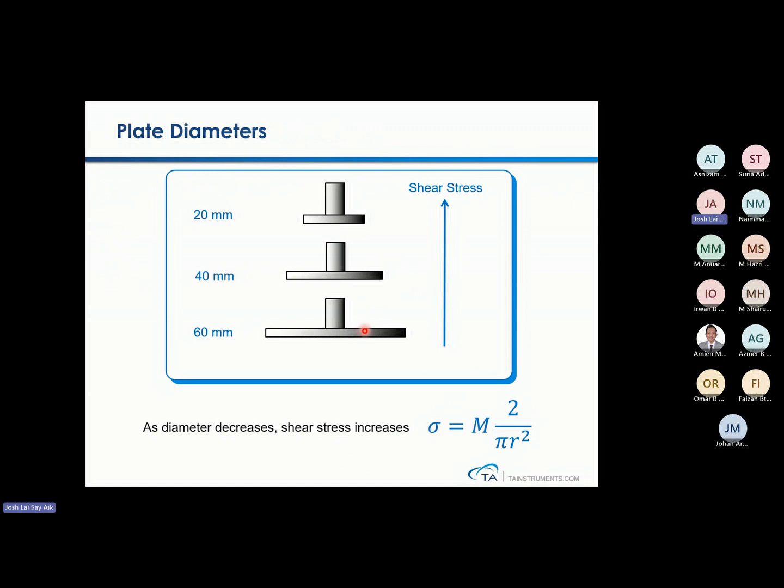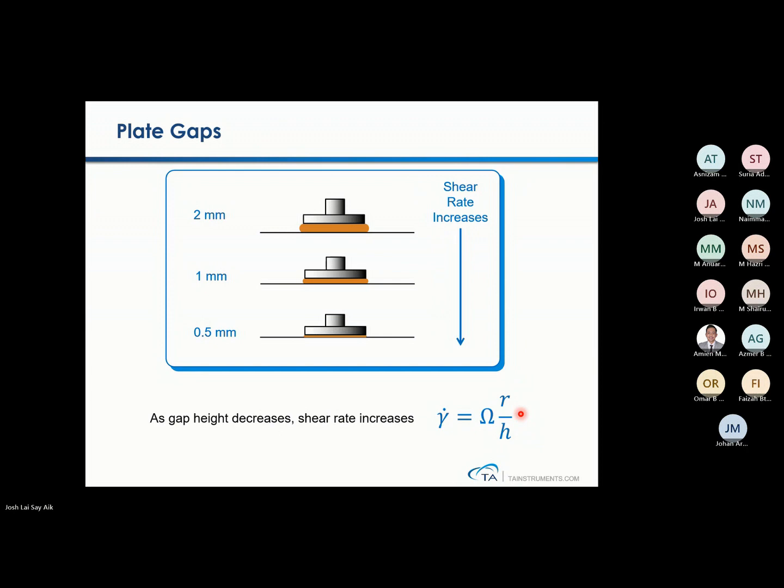So rule of thumb, when the surface area of the plate size decreases from 60 to 20, the shear stress will eventually increase due to the stress constant. As the radius decreases, the stress constant in general will increase. But for plate gap, the smaller the gap that you go, the higher the shear rate, with a similar angular velocity that you can have in your rheometer.